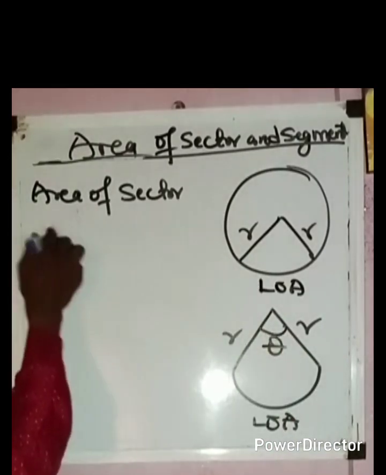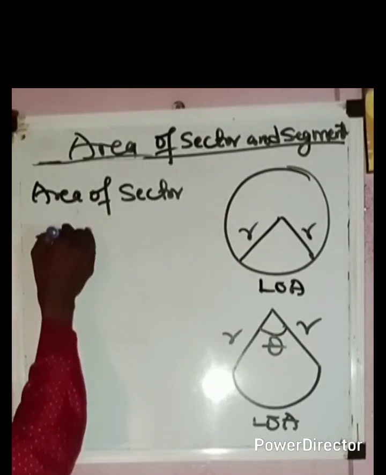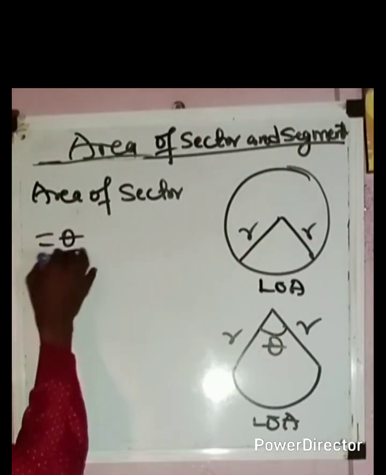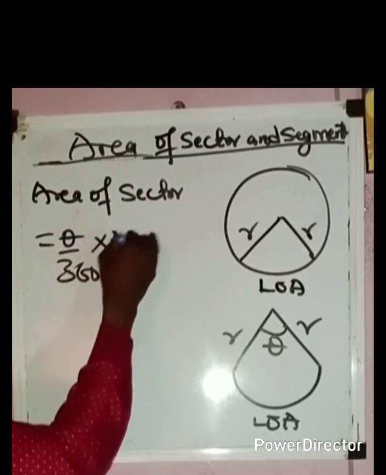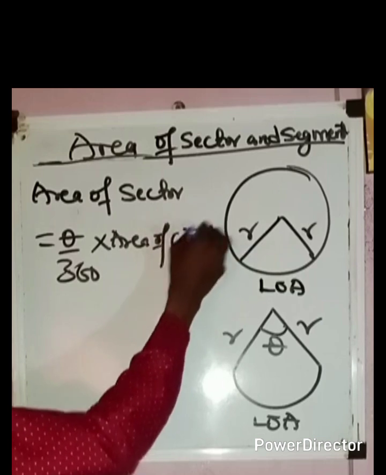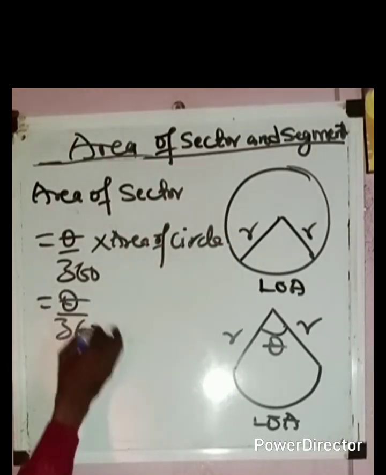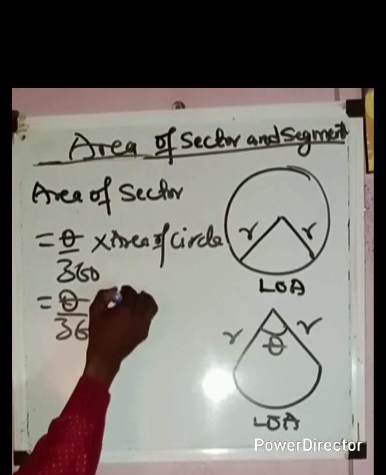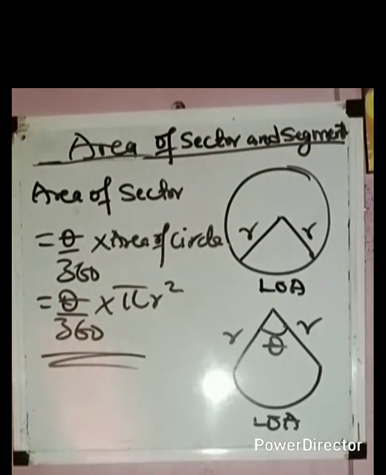So our area of sector is given by theta over 360 times the area of circle, which is pi r squared. Which gives us theta over 360 times pi r squared. It's as simple as this. This is your formula for area of sector.